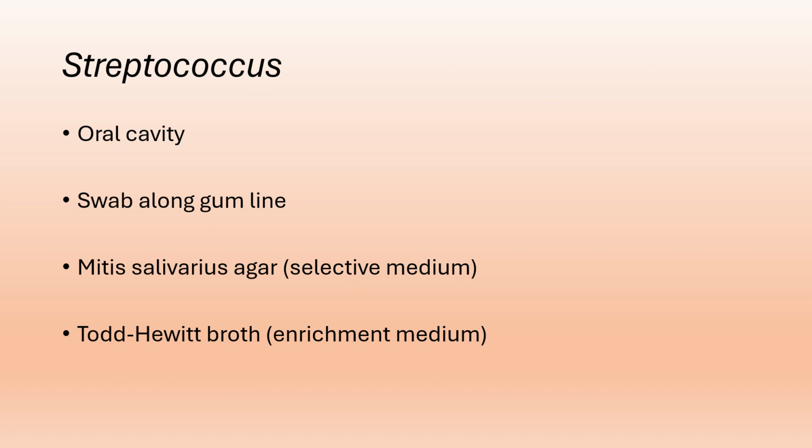Take another cotton-tipped applicator and once again rub it along the gum line, and then you're going to use that to inoculate the Todd Hewitt broth. This is in a test tube because it is a broth. This also is an enrichment medium that allows the Streptococcus to grow, and towards the bottom of the broth, it tends to be more anaerobic, certainly less oxygen. So that's where we tend to see the growth occurring. So you just dip the cotton-tipped applicator into the broth after you've swabbed along the gum line and then dispose of it properly.